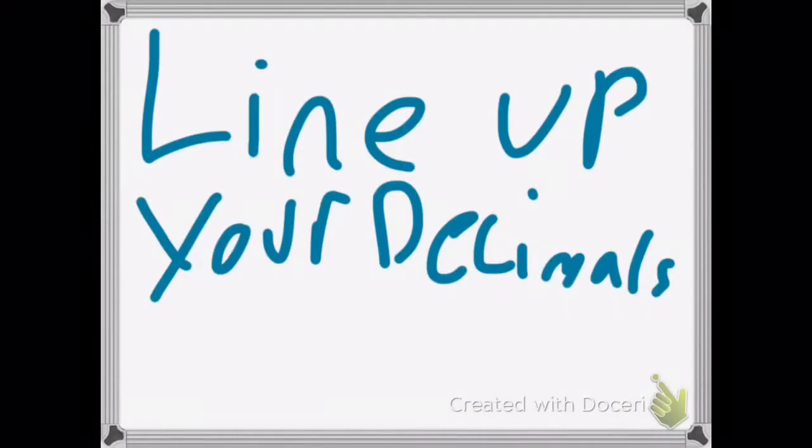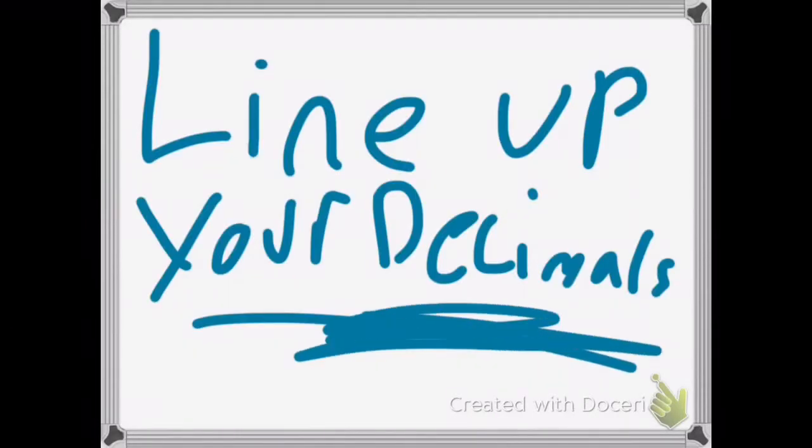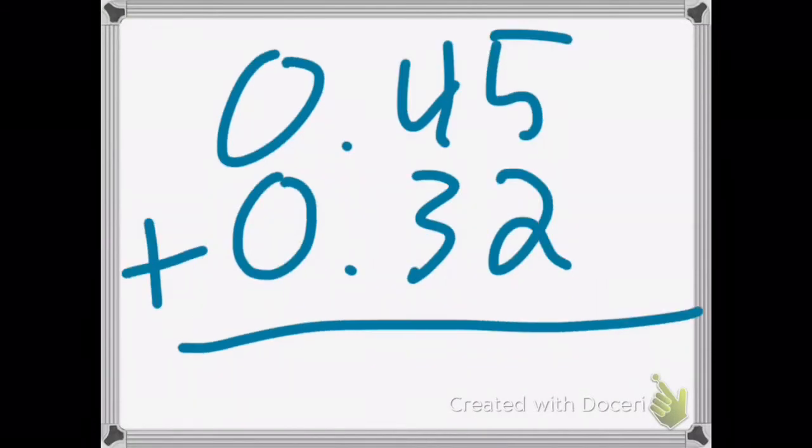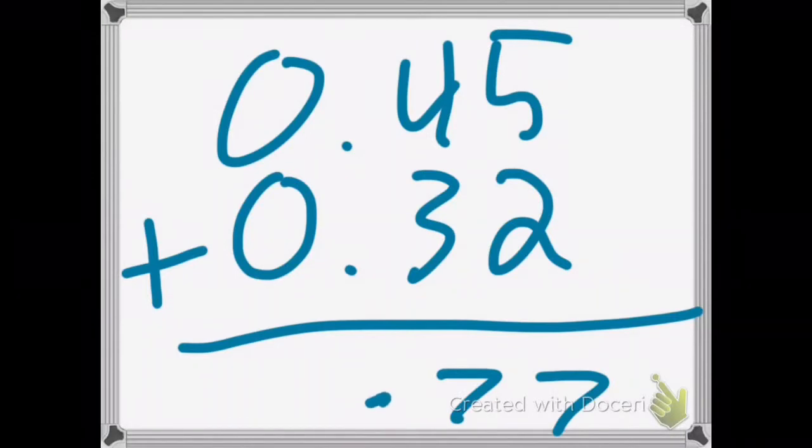Okay, so let's try adding some decimals. The most important thing about adding and subtracting decimals is lining up the decimals. Line up your decimals. Never forget it. So 5 plus 2 equals 7. 4 plus 3 equals 7. Add your decimal. And 0 plus 0 equals 0.